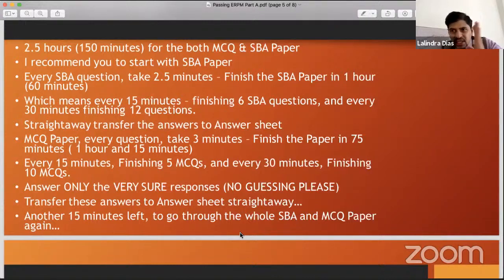Please stick to this pattern. When we are doing question papers also, please stick to this pattern. So keep that balance: 15 minutes for you to go through the second round. Whatever questions you have missed or skipped earlier, you might try to attempt them in the second round. For that you have 15 minutes.